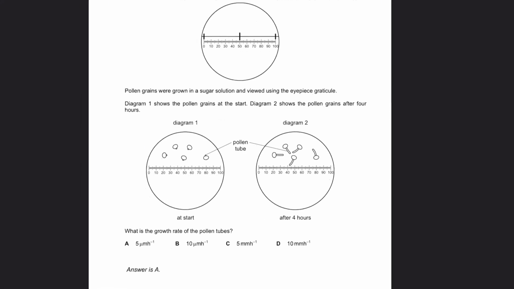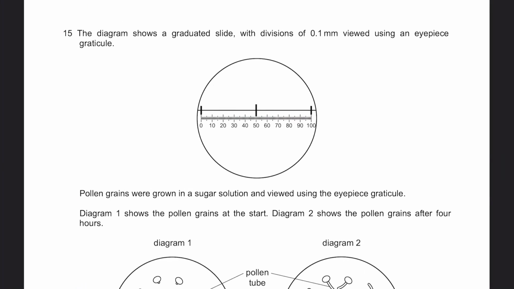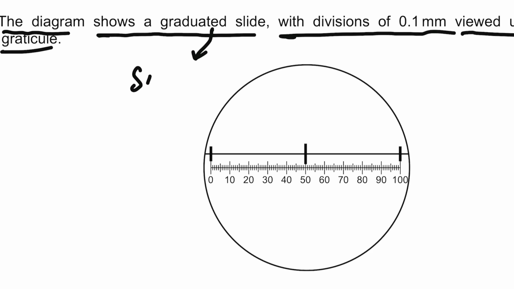Okay, let's move on to MCQ number 15. This is a tough MCQ. The diagram shows a graduated slide with divisions of 0.1 millimeter viewed using an eyepiece graticule. Guys, a graduated slide is basically a slide with a stage scale.